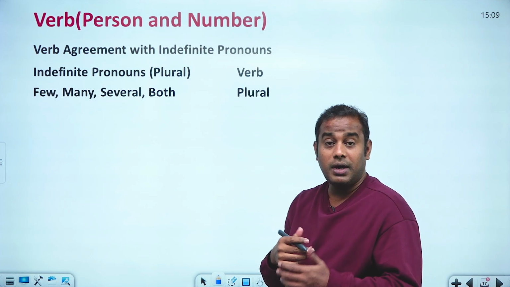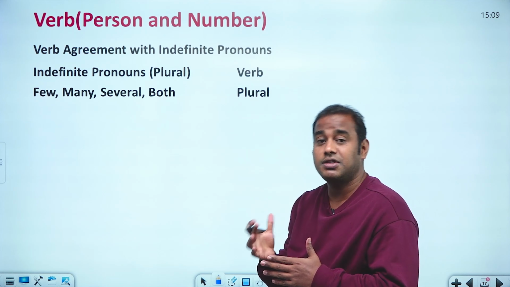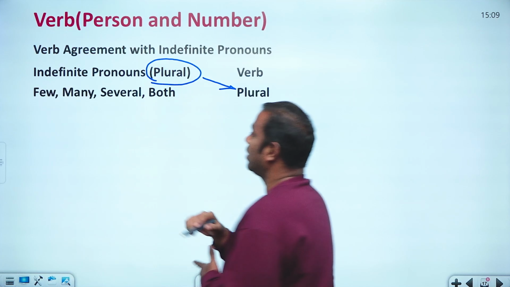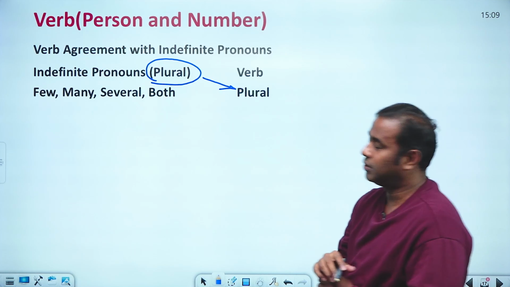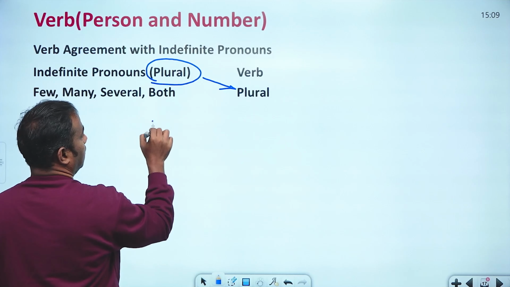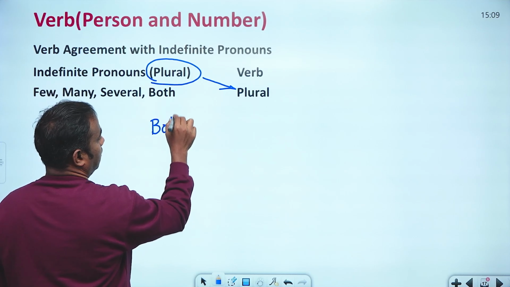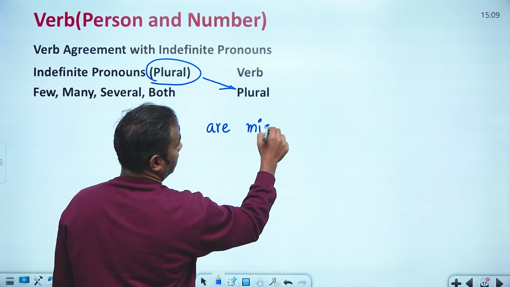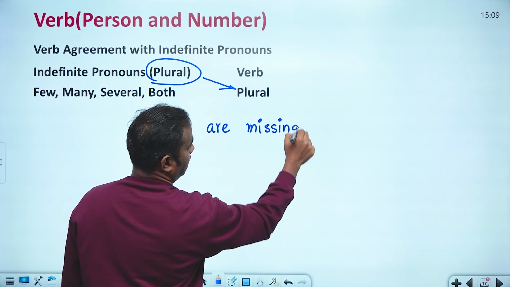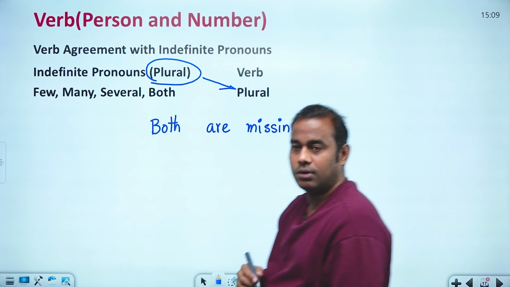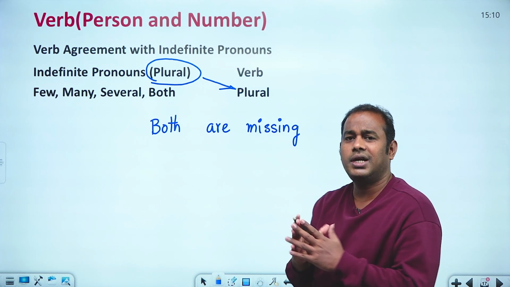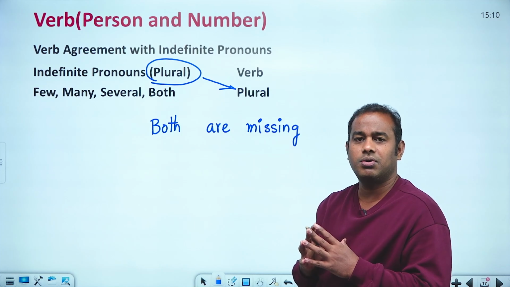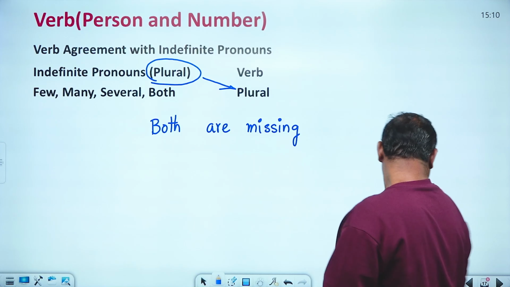Then if the indefinite pronoun itself is plural in quantity, then the verb also must be plural. Few, many, several, both. Both are missing. Okay, so generally in your class there will be some lovebirds. What happens? Suddenly they don't come to class. So when they don't come to class, what do you say? Both are missing. Okay, like this.